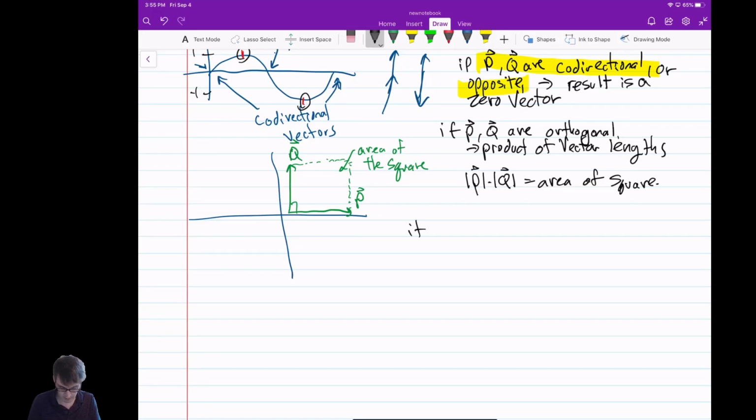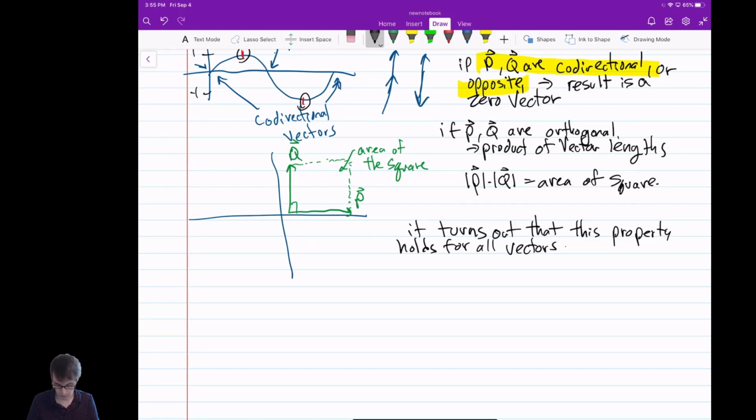So I'm going to write this out. It turns out that this property, where the cross product will give us the area, holds for all vectors with the cross product. Let me show you what I mean by that.